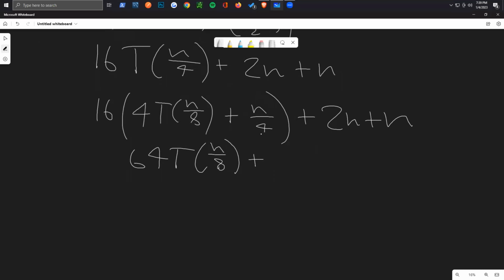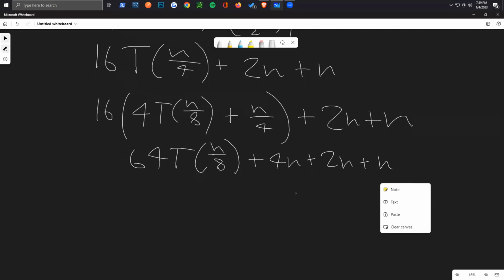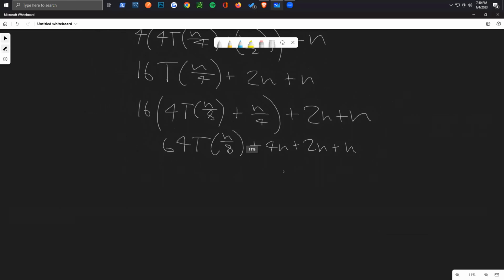Plus, and then we have 16 over 4 times n. So again, that's going to be just 4. And now this is part of what comes with developing the answer that you're going to have for your general form and then ultimately for your big O. So we can notice 3 things.